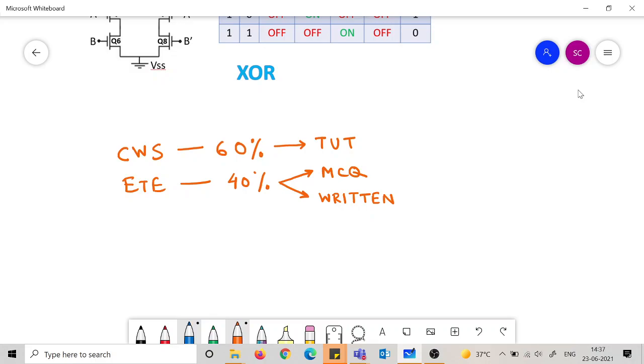So the written will be in the same manner as tutorials have been conducted. You are quite used to it. You receive the questions, you solve them, and you upload them. Okay, so that is the way. And in MCQ, what will you face? I don't know if you are already giving MCQ for any other course. If you are, you would be familiar that we can set up quiz assignments in the Teams.